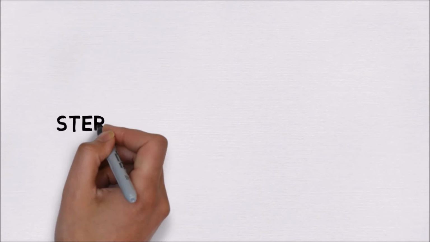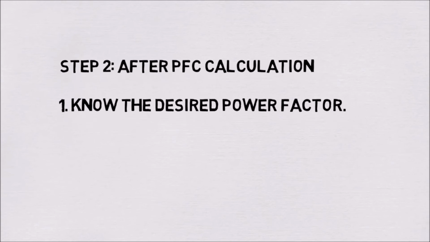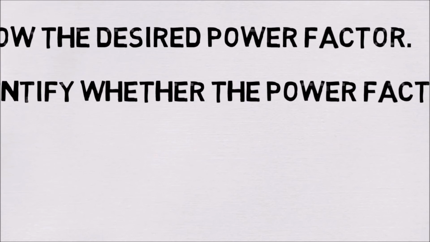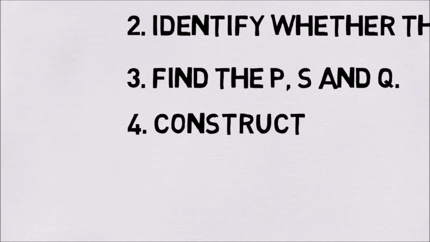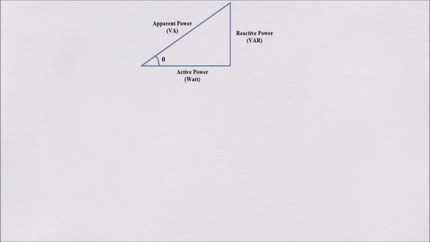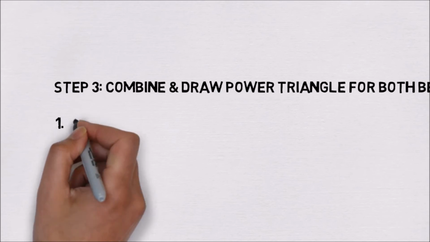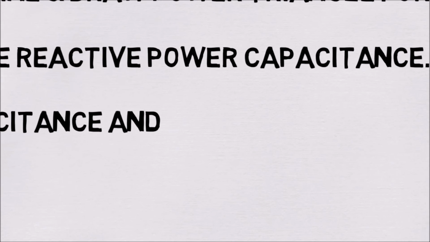For step 2, after power factor correction, know the desired system power factor. Identify whether the power factor is lagging or leading, and find the real power, apparent power, and reactive power. Construct the power triangle. For step 3, combine and draw the power triangle for before and after power factor correction. Calculate the reactive power of the capacitance. Find the capacitance and also the capacitor value.